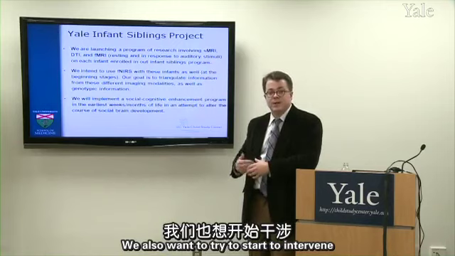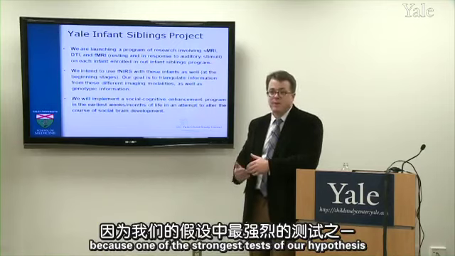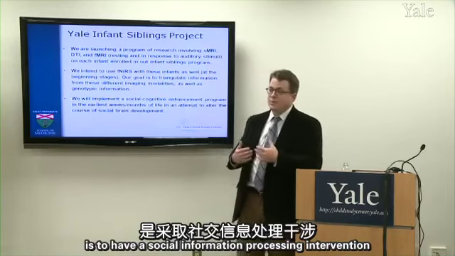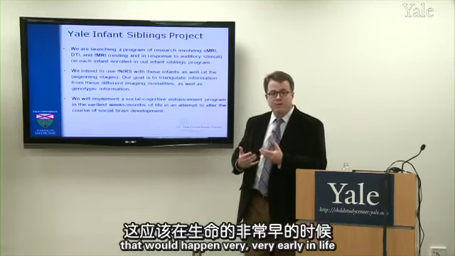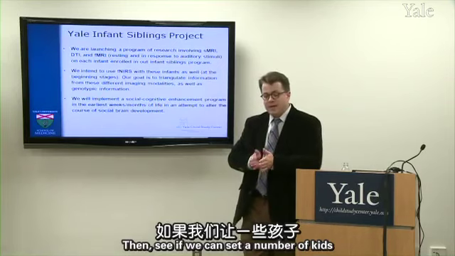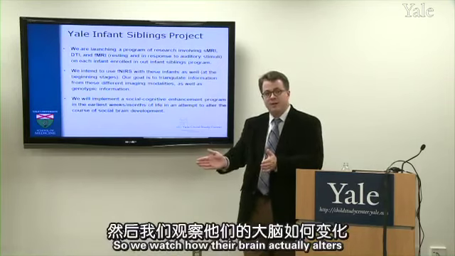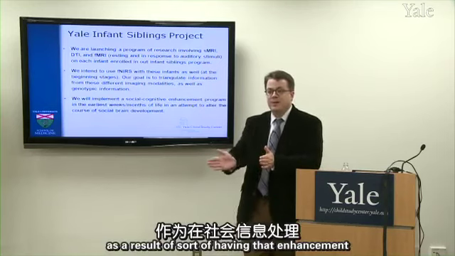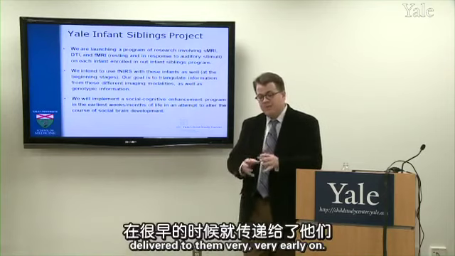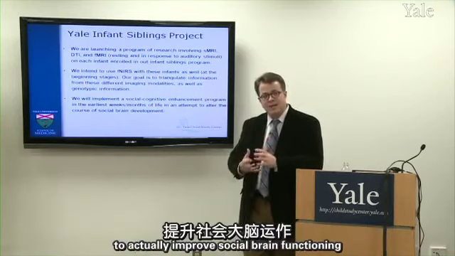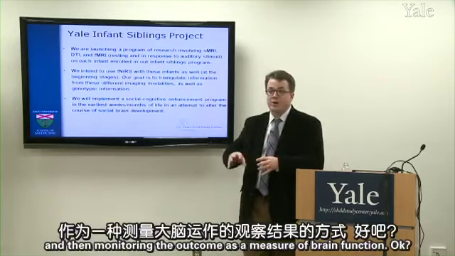We also want to start to try to intervene, because one of the strongest tests of our hypothesis about this being a disorder of social brain function is to have a social information processing intervention that would happen very, very early in life, before the identification of the autism, and then see if we can set a number of kids on a different trajectory. So we watch how their brain actually alters as a result of having that sort of enhancement in social information processing delivered to them very, very early on. And we're talking about playing with the children in specific ways, in ways designed to actually improve social brain functioning, and then monitoring the outcome as a measure of brain function. Okay?